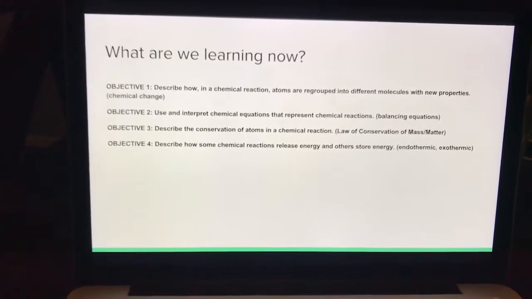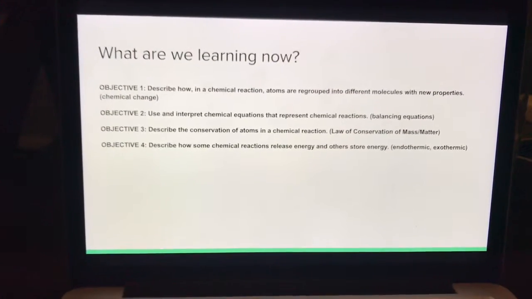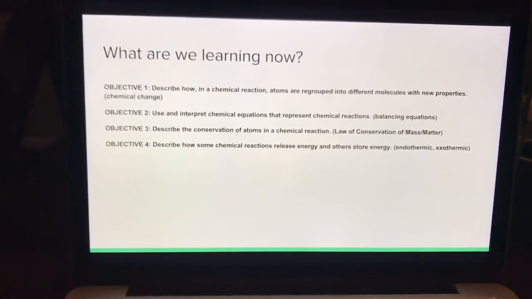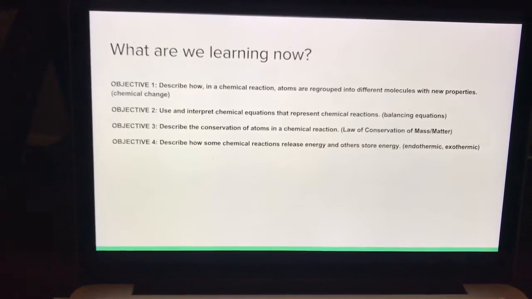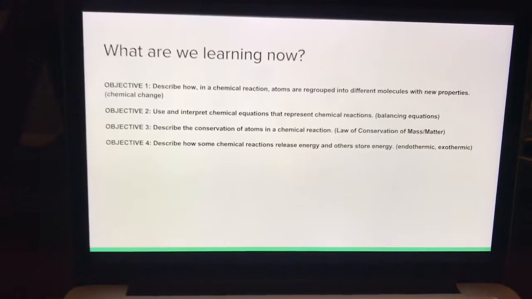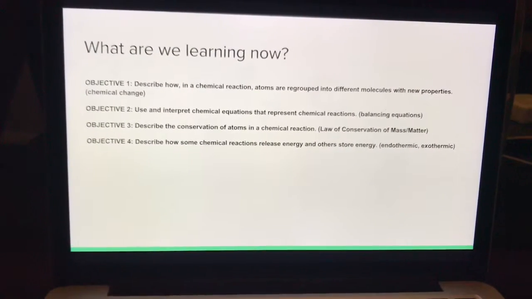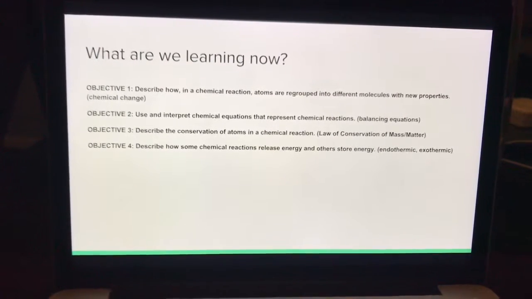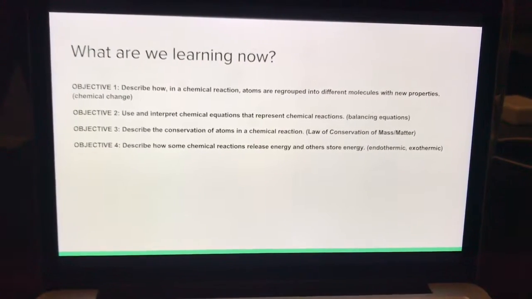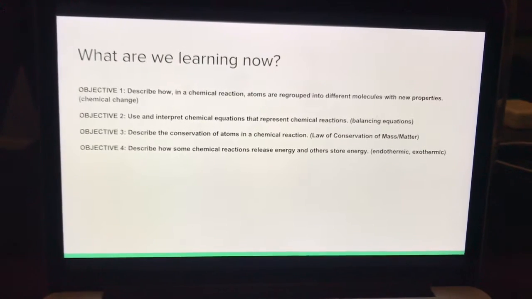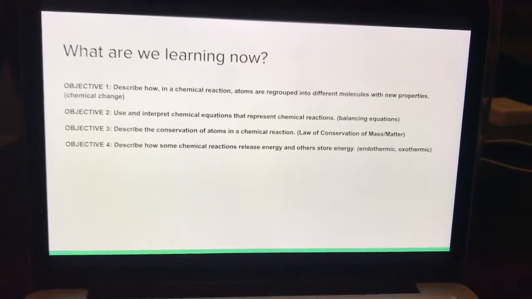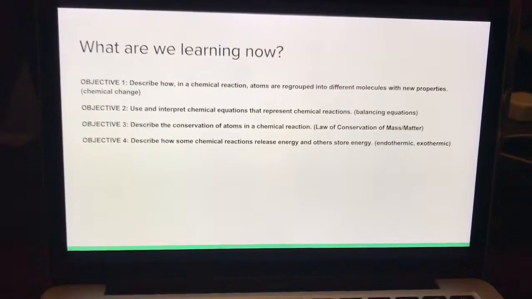Today, we are going to learn about how, in a chemical reaction, the atoms are regrouped into different molecules with different properties. So, like how a chemical change takes place and what happens. Objective 2, we're looking at how to interpret chemical equations, so balancing those equations. Objective 3, we're going to describe the law of conservation of mass and matter. And then objective 4, we're going to talk about endothermic and exothermic reactions.